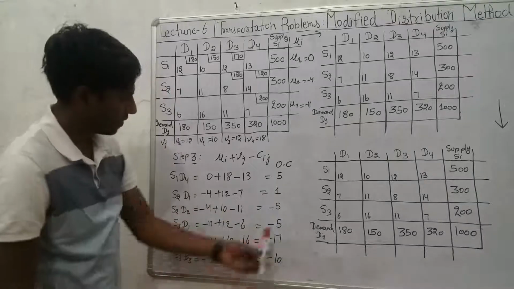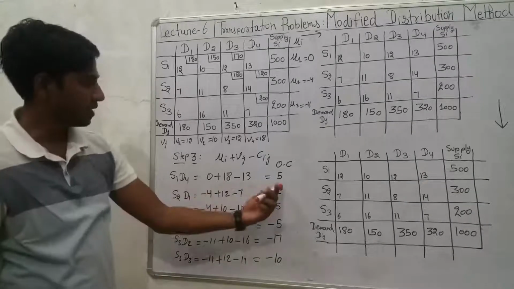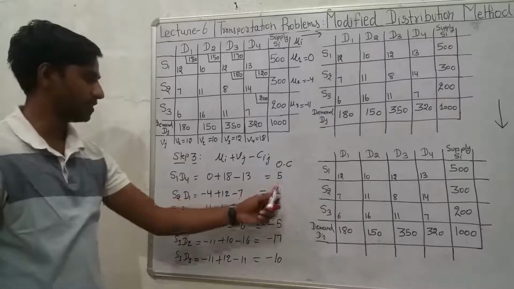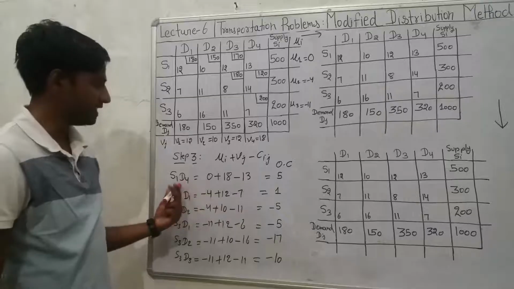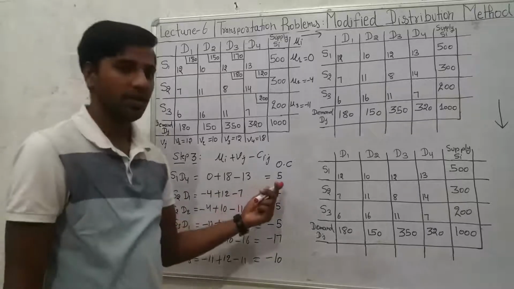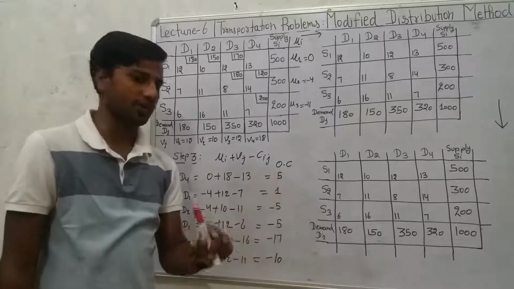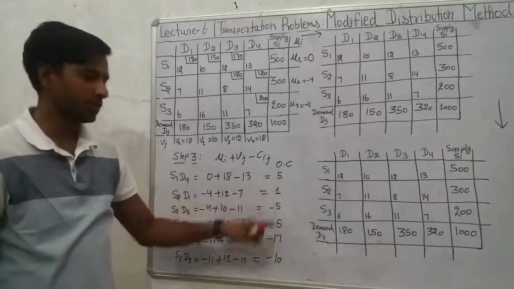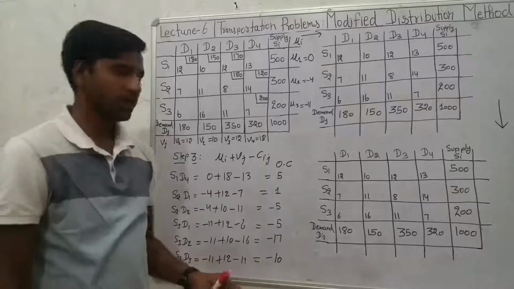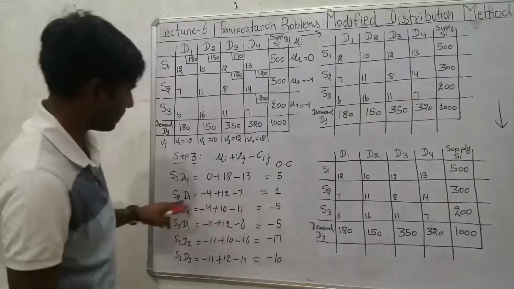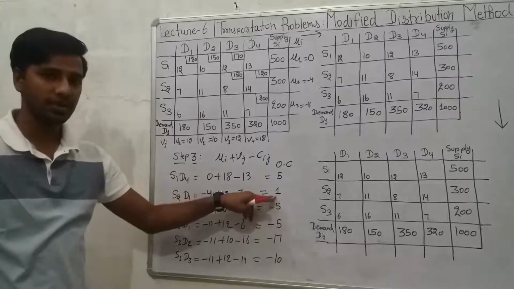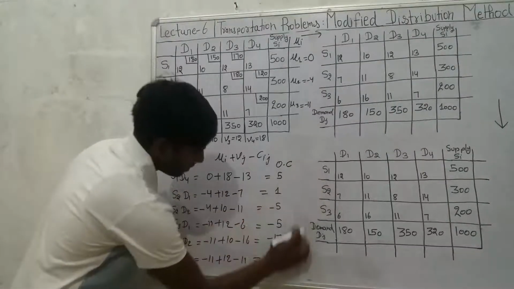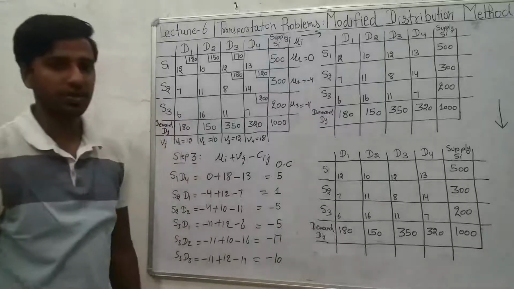So in this case, in S1D4 the opportunity cost is plus 5. It means if we opt this route, then our total cost is going to be reduced by 5 rupees per unit. Similarly, in S to D1, the opportunity cost is 1. So we can reduce our total cost by opting this route by 1 rupee if we transfer 1 unit. Okay, so the solution is not optimal, so we need to improve it.